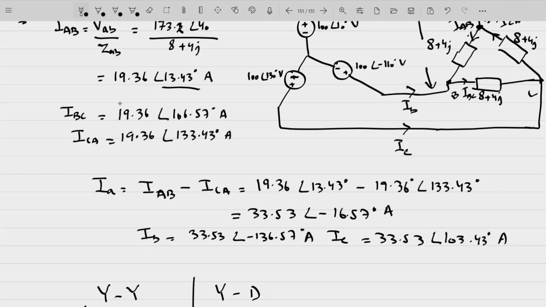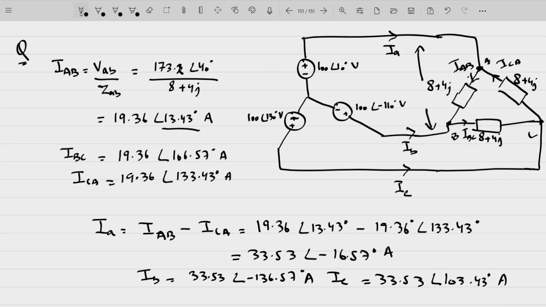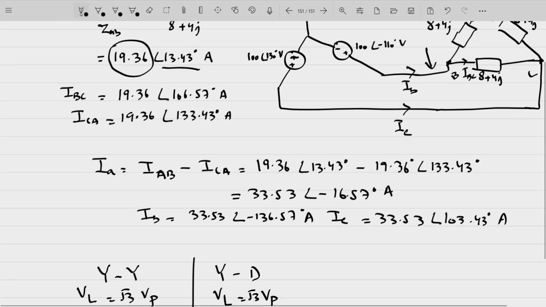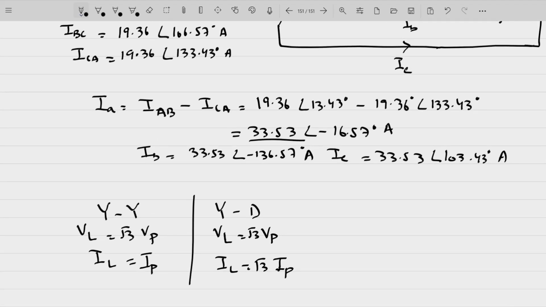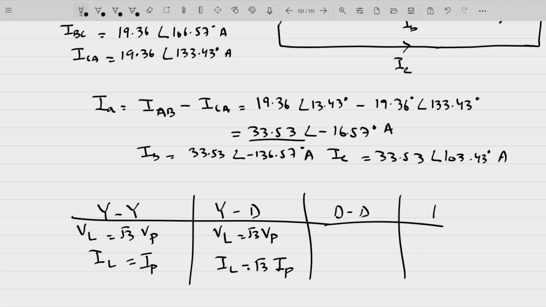That means the phase current magnitude, in this particular case, was 19.36. You can find out the line currents IA, IB, and IC, which will have a magnitude of root 3 times 19.36. That is 33.53. So this is what we had to find. We have to complete this table.